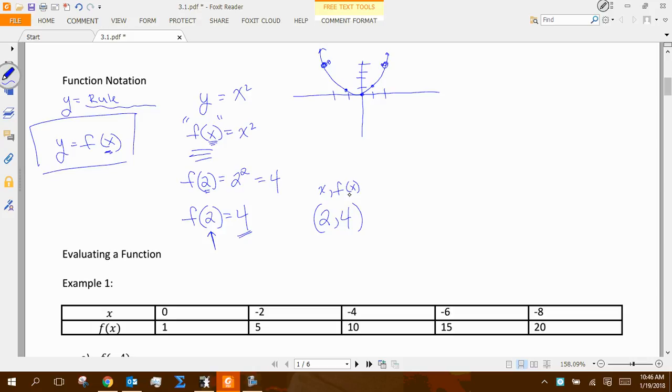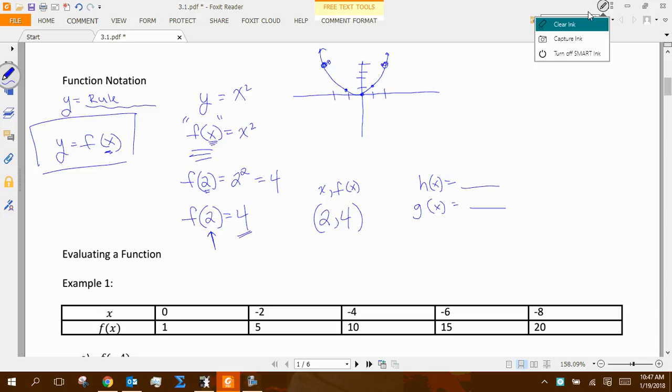The reason we use f obviously stands for function, but we can use h. So we have h of x is equal to some rule. A lot of times they use g. It doesn't really matter what letter you use: g is the function, h is the function, f is the function. So that's what we're talking about with function notation.